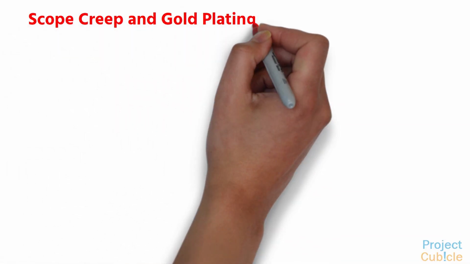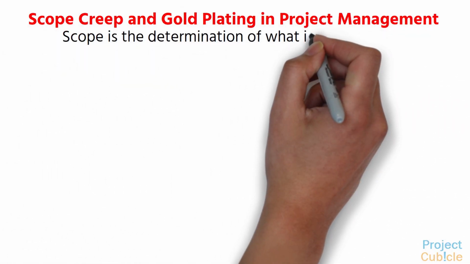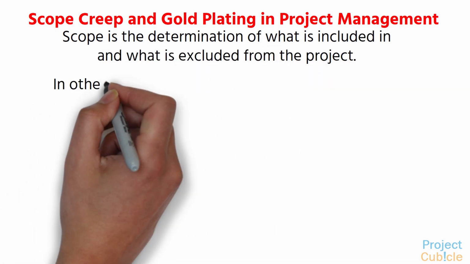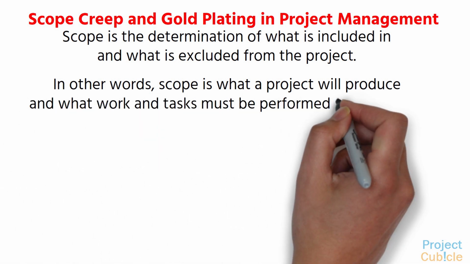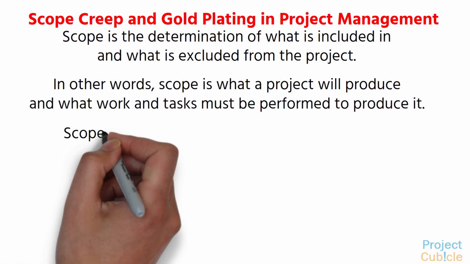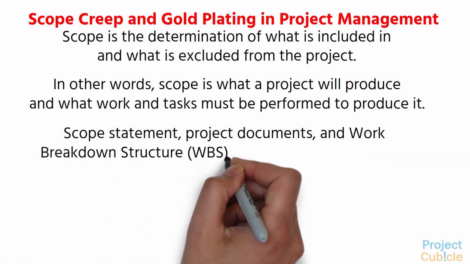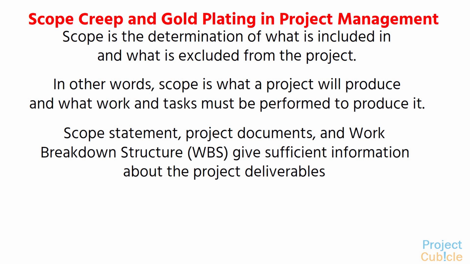Scope creep and gold plating in project management. Scope is the determination of what is included in and what is excluded from the project. In other words, scope is what a project will produce and what work and tasks must be performed to produce it. Scope statement, project documents, and work breakdown structure (WBS) give sufficient information about the project deliverables.